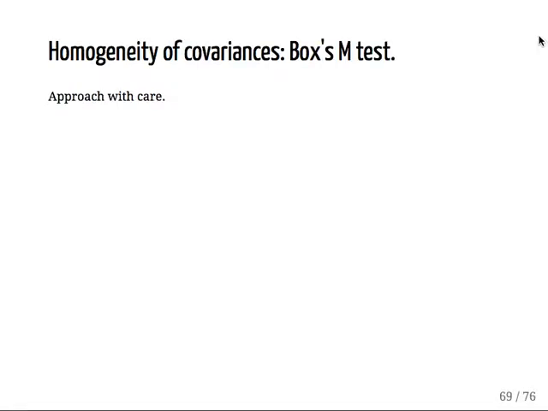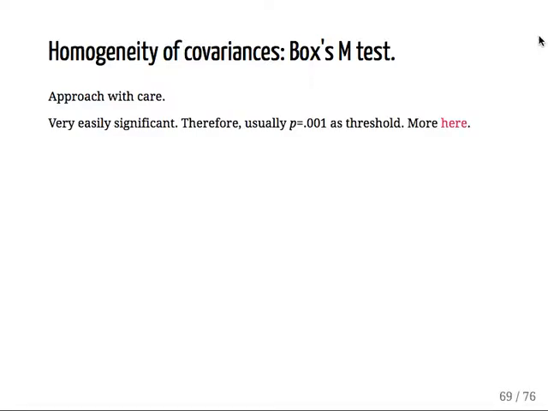Then there's a homogeneity of covariances. So we have homogeneity of variances and homogeneity of covariances. Quite a lot of assumptions for the ANOVA, so you should approach this with care. There's such a thing as Box's M test. It's very easily significant, and usually people say you should not use p = 0.05, but p = 0.001 for it to be a problem. You can read more about that at that link.